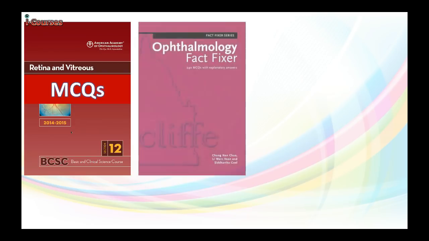After finishing these books, you have the American Academy of Ophthalmology MCQ questions that are present at the end of each book of their Basic and Clinical Science course. So it is very useful and can be good practice for the exam. Then if you have time, there is also this book with very good question ideas called Ophthalmology Fact Fixer. It has 400 MCQs with explanatory answers.